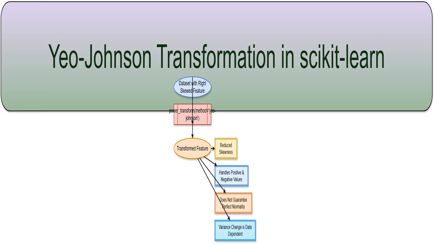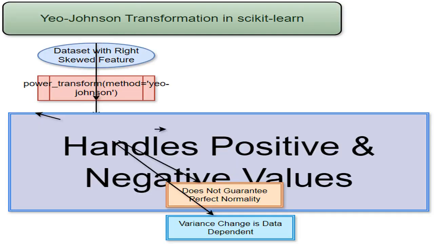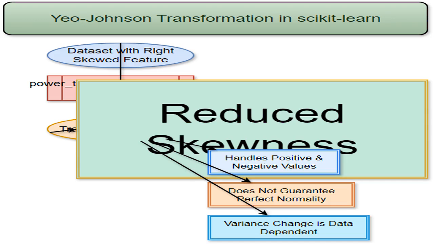Yeo-Johnson is a type of power transformation. The Yeo-Johnson transformation aims to make the data more normally distributed, but it doesn't promise a perfect normal distribution. It's a tool for improvement, not a magic bullet for perfect normality. The Yeo-Johnson transformation is a major plus because it handles both positive and negative values gracefully. This is unlike some other transformations, like the Box-Cox transformation, which only works with positive values. The main goal of the Yeo-Johnson transformation is skewness reduction. It aims to lessen the asymmetry in your data.